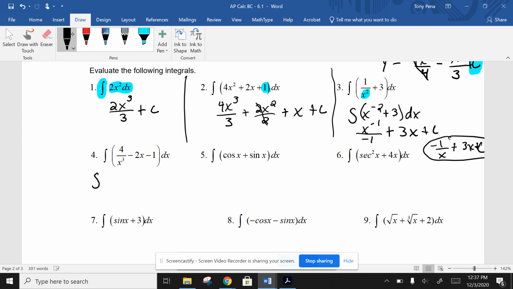Four, similar. I'm going to take this x cubed. I want to bump it into the numerator. And then it's just, again, the power rule for antiderivatives. So again, it's just the opposite of what we do with derivatives. With derivatives, we subtract 1 from the exponent. So with the antiderivative, you're adding 1. So we get 4x to the negative 2. With derivatives, we multiply by that exponent. With antiderivatives, we divide.